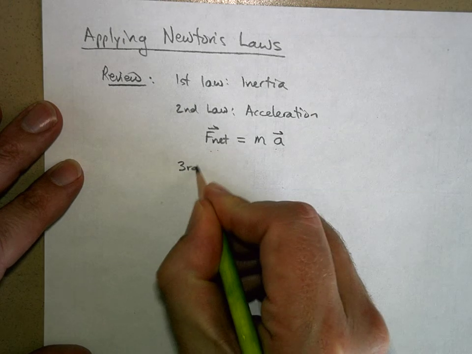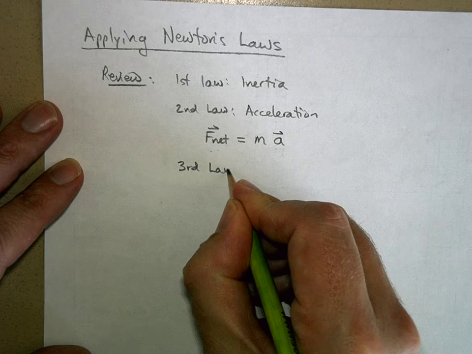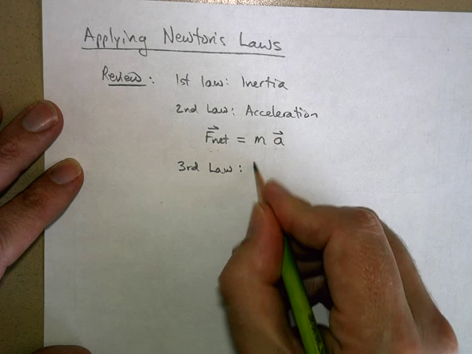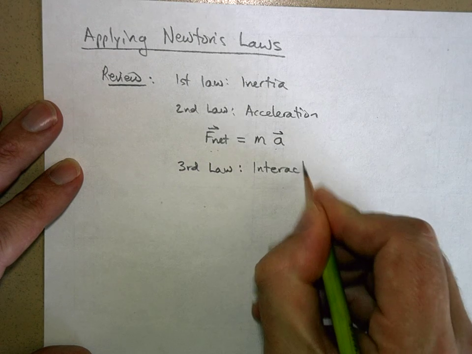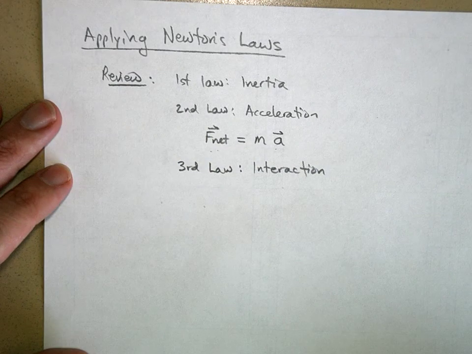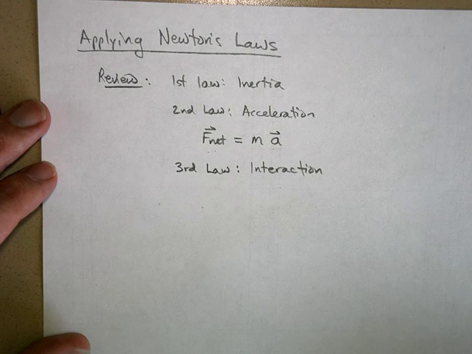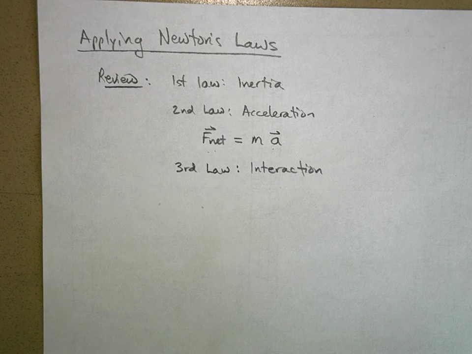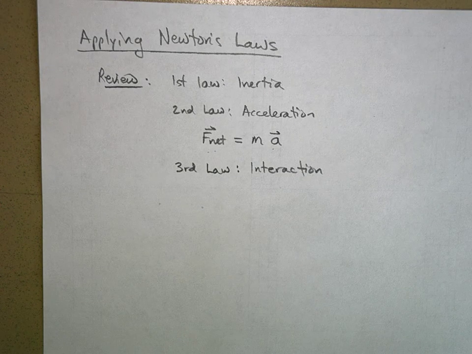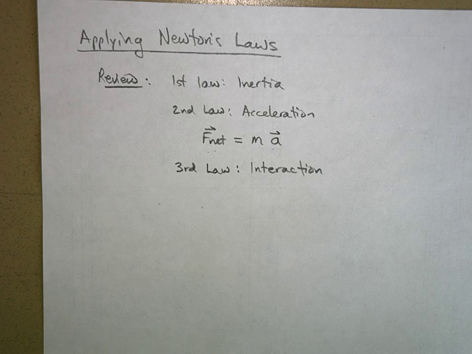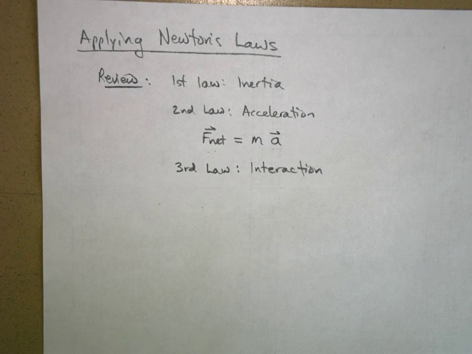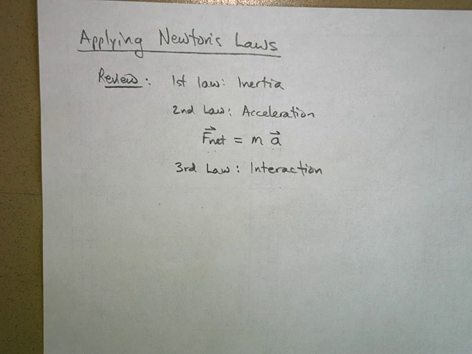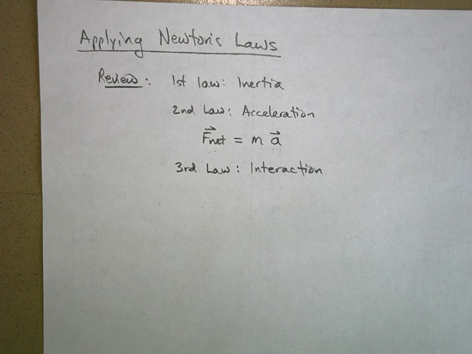This is where we got interrupted last time, the third law. And the third law is the law of interaction. And I wrote it down last time, so I'm just going to say it right now. The law of interaction says this: for every force on one object, there must be an equal but opposite force on another object. Okay? For every force on one object, there exists an equal but opposite force on another object.